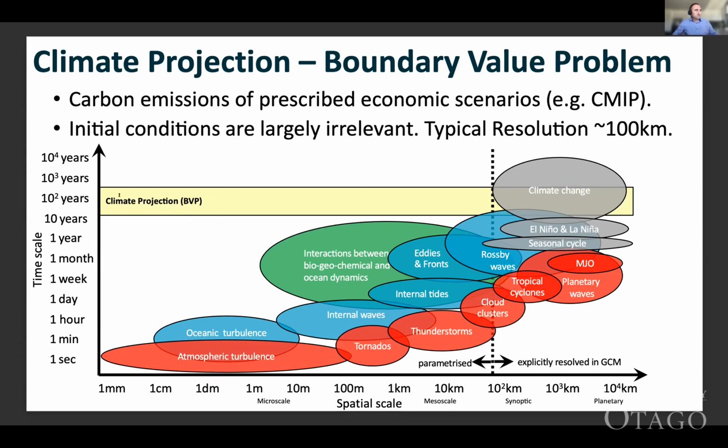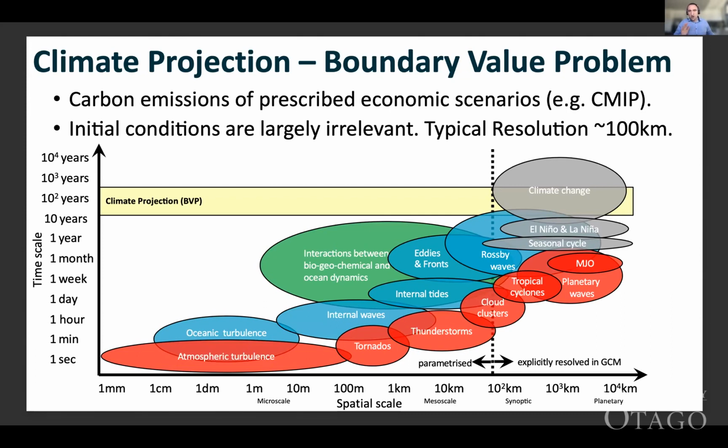So that's really one of the main data sets that the community has generated and mined, if you like. You would consider this as a boundary value problem. It's all about the boundary conditions. It's all about how much CO2 we're putting into the atmosphere year on year for the next 100 years. So the initial conditions, or the starting point, the details of the atmosphere and ocean on day one of your simulation, are largely irrelevant. And the typical resolution for these climate models, as I mentioned before, is around 100 kilometers squared in the horizontal. So that's what this vertical black dotted line represents.